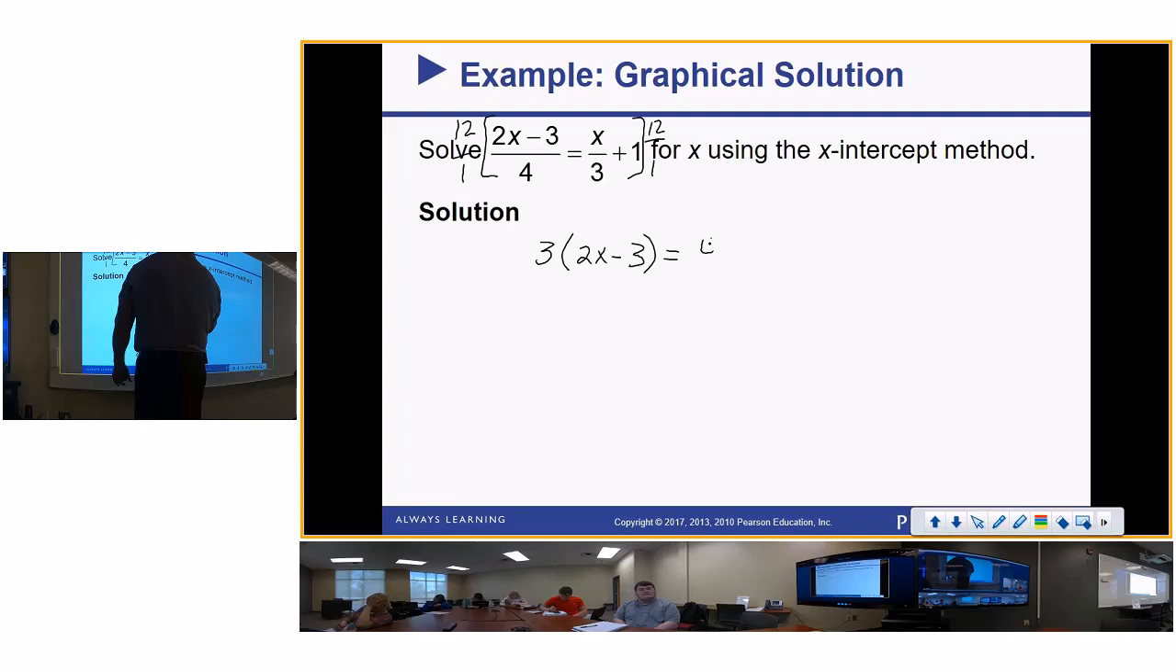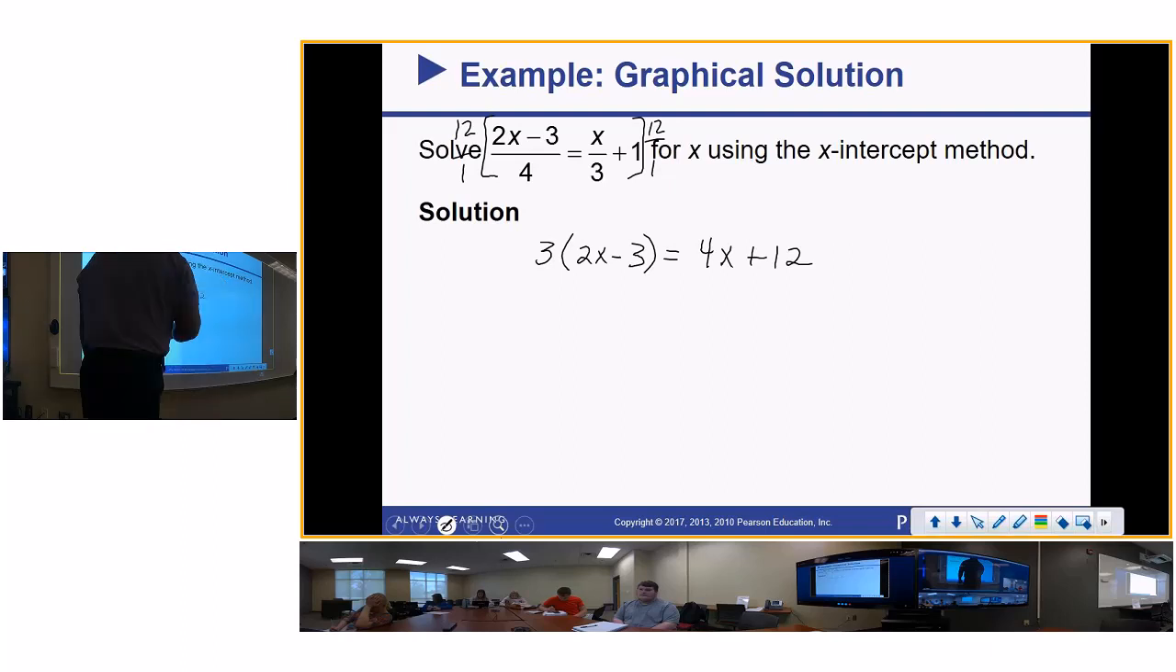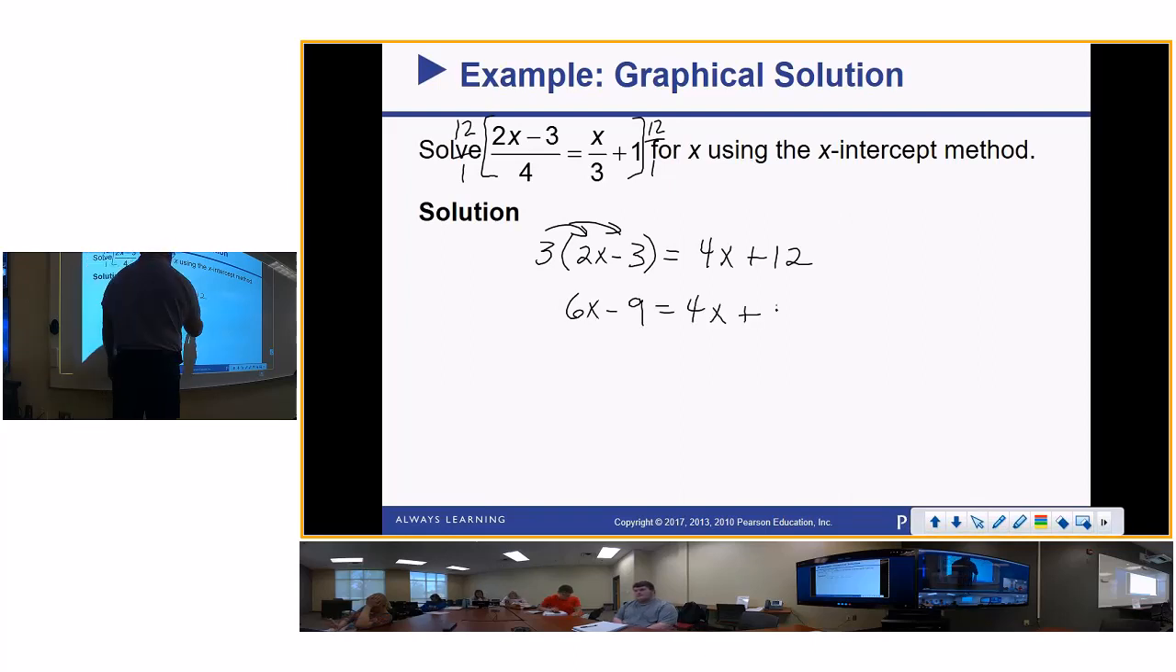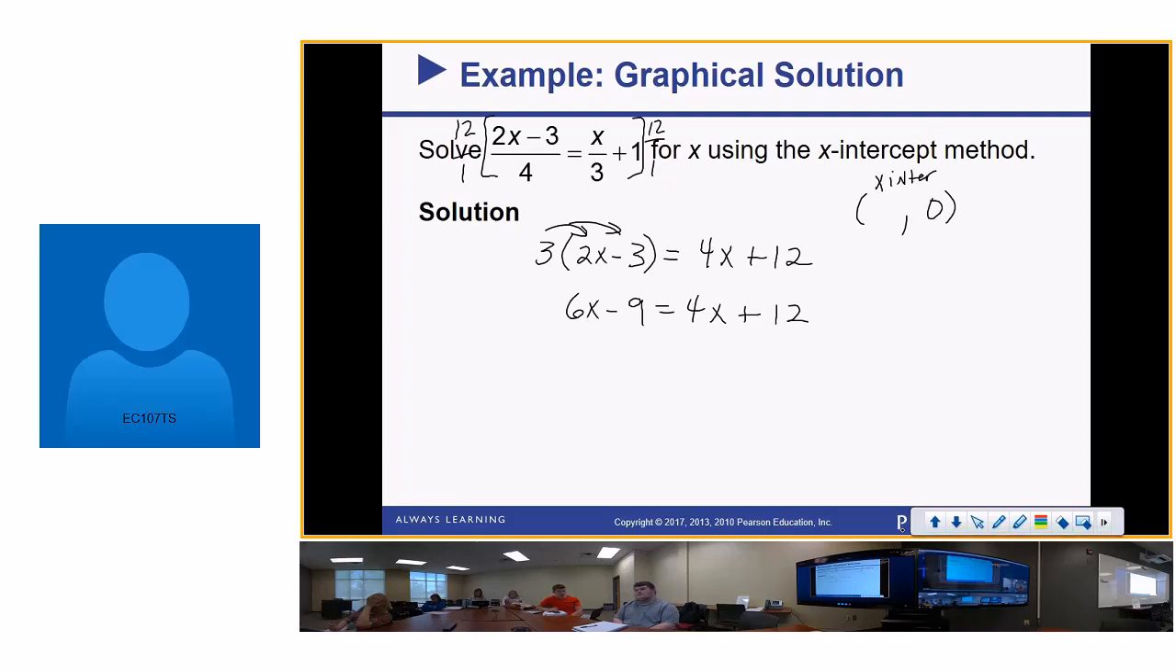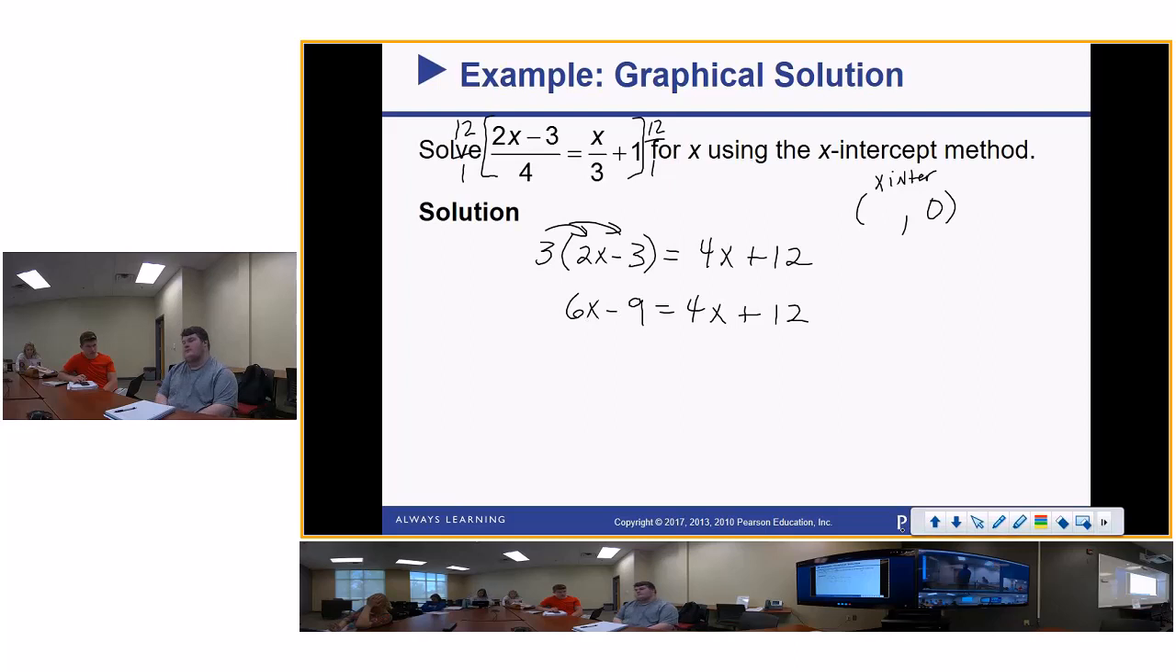That'll be 4x plus what? 12? Yes. And now I'm going to be 6x minus 9 is equal to 4x plus 12. And if you wanted the x-intercept, you plug in 0 for what? Well, you can't plug in 0 for y because you don't have a y. So we're going to just keep going. I have no idea what they're talking about.